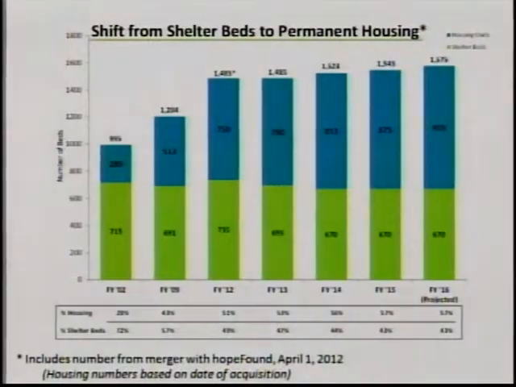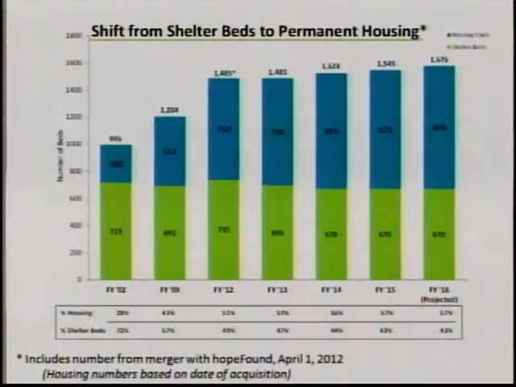So, the world has only so many pieces of pie. There's only so much money that goes around, right? So we need to figure out how to use the pie differently. We get funding from the federal government for rental subsidies. We get money from the state for shelter resources, and we get money from the state also for rental subsidies. So in 2002, the blue piece of that bar graph is the housing units, and the green part are the shelter beds. In 2002, we had 715 shelter beds and 280 units of housing.